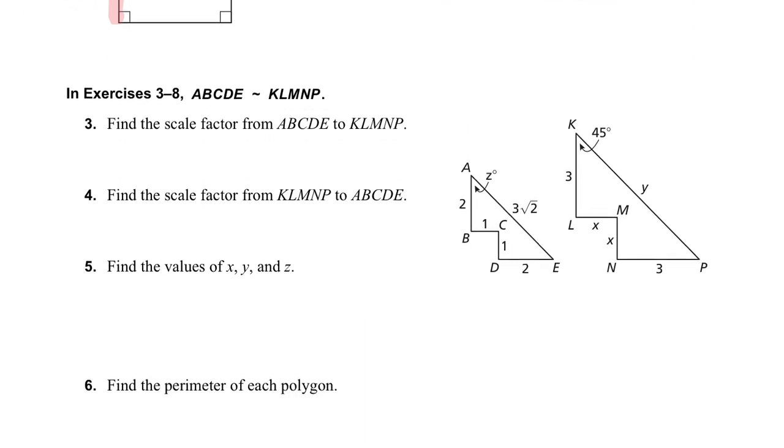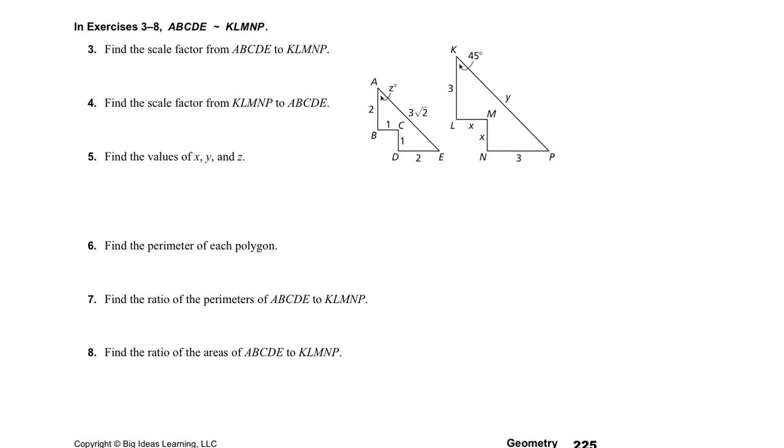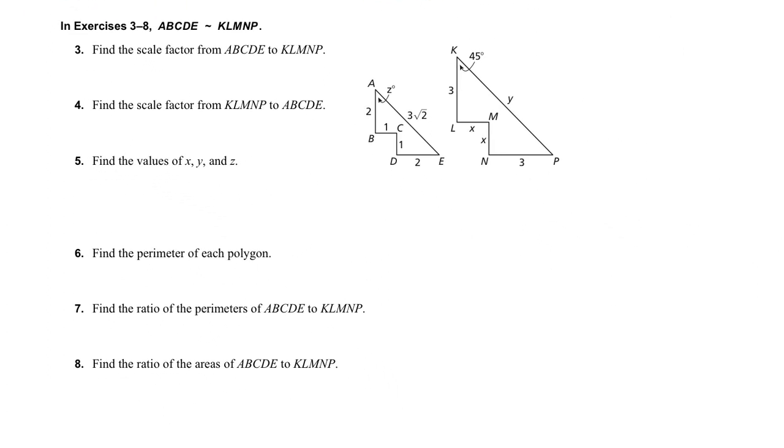All right, last section here. Find the scale factor. Notice this says from A, B, C, D, E to K, L, M, N, P. So we are going from A to K. We're going from that shape to there. So what we do is you look at the numbers. Remember what we said earlier. You take where you end and divide by where you begin. And this helps because my scale factor should match.